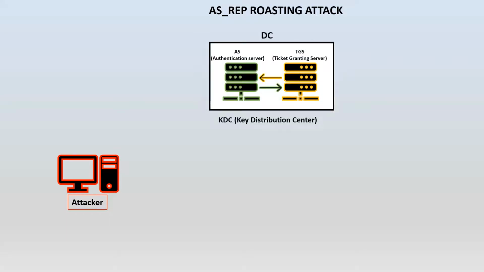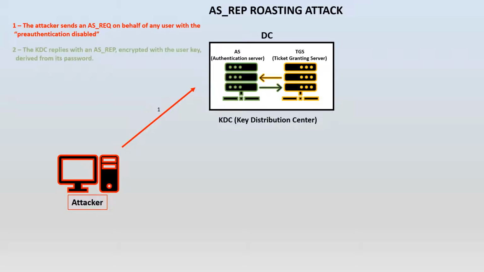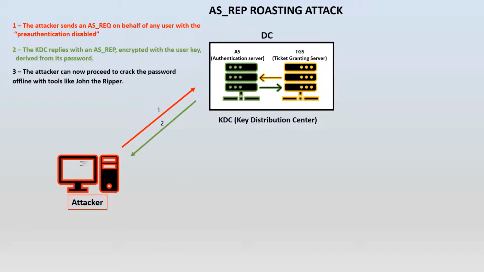As an attacker, what you're doing here is searching for a misconfiguration on the server. Basically, there is an option when you click on the user and configure it, called "Do not require Kerberos pre-authentication." If that's ticked, then the attacker can send a request to the key distribution center, and the key distribution center will reply with an AS-REP encrypted with the user key derived from its password. That means the attacker can then crack it, using tools like Hashcat or John the Ripper.